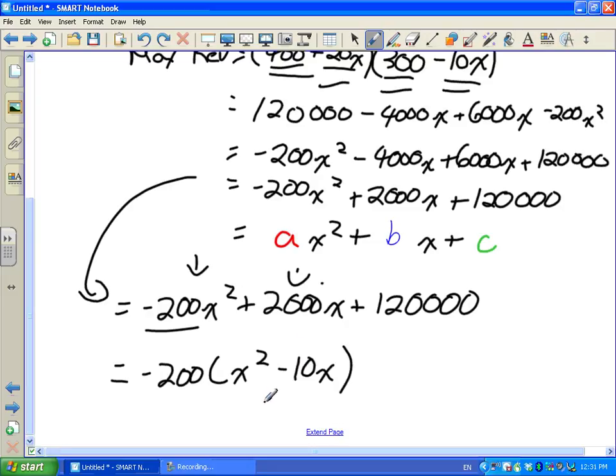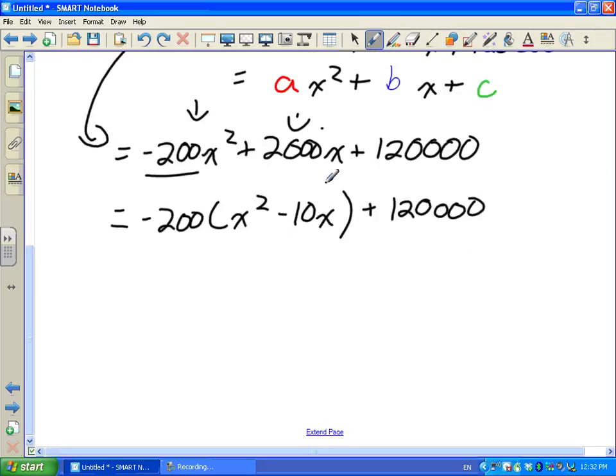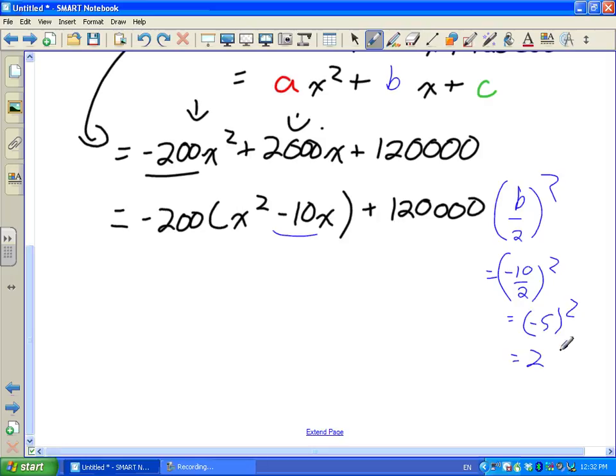Okay, I took a common factor out of the first two terms. I still have 120,000 at the end. Now, because we have our negative 10, I put it into my equation of b divided by 2 squared. Negative 10 divided by 2 squared becomes negative 5 squared, which is 25. So I have to add and subtract 25 inside the brackets.